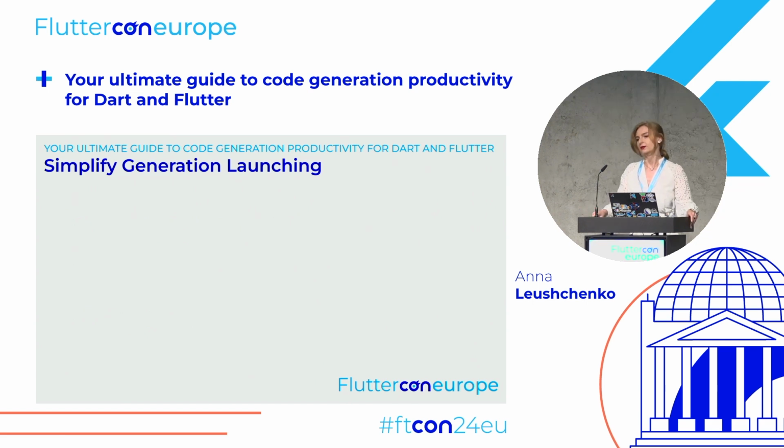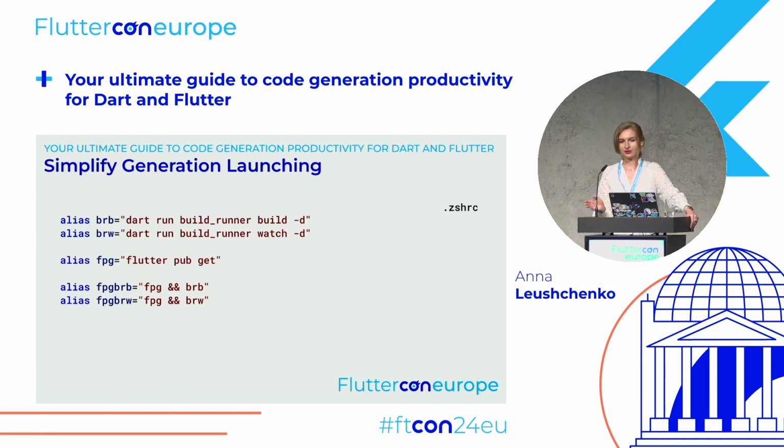Next advice is quite a simple one. Extensive usage of code generation leads to frequent launches of the process, so it definitely is worth creating some shortcuts, and frankly, you can have them whatever you like. Here is just an example of aliases for Unix-based systems. The first two aliases launch code generation in build or watch mode. The third one executes flutter pub get, which is sometimes required before launching the code generation, so the latter two aliases just combine these two tasks.